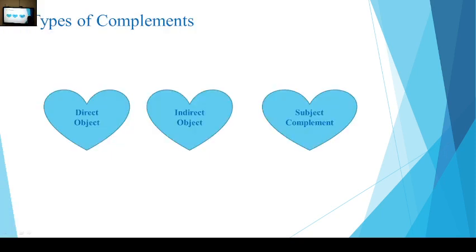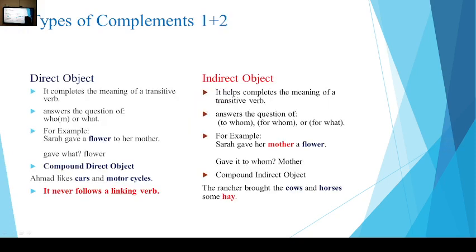We have many types of complements. We have direct object, indirect object, and subject complement. A direct object completes the meaning of a transitive verb. Let me remind you what a transitive verb is. A transitive verb is a verb that needs an object to complete its meaning. Just like the verb gave that I said, he gave a flower. So gave needs an object to complete its meaning. It answers the question whom or what.